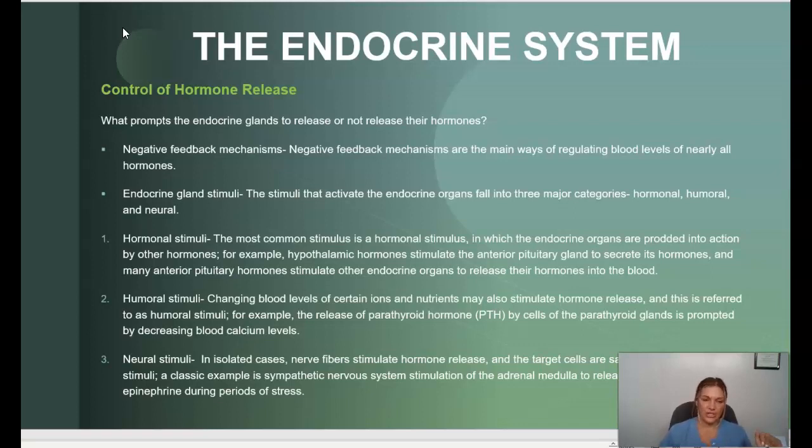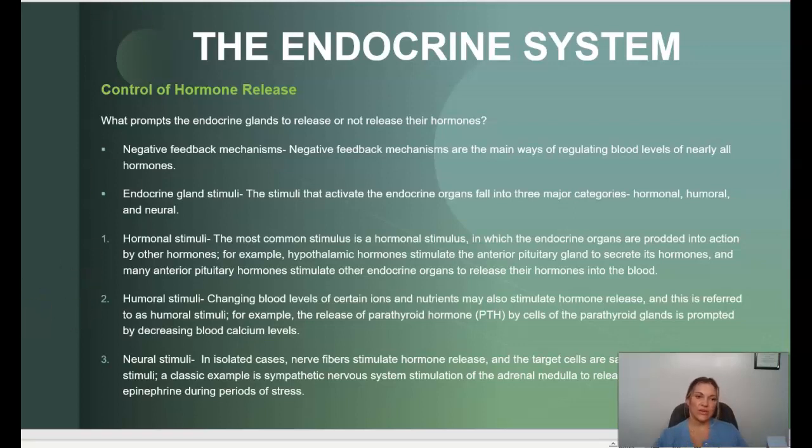And then there is the neural stimuli. In isolated cases, nerve fibers can stimulate hormone release, and the target cells are said to respond to these neural stimuli. An example would be the sympathetic nervous system stimulating the adrenal medulla to release norepinephrine and epinephrine during periods of stress.